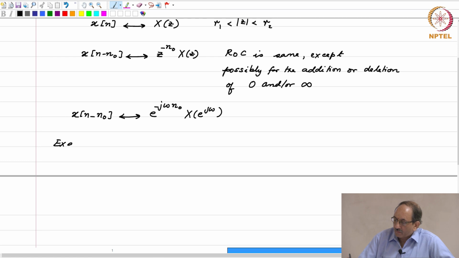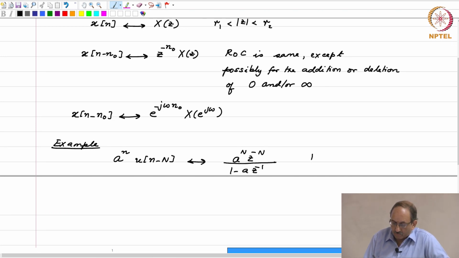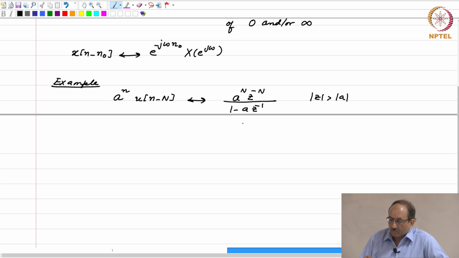And as a simple application of this, remember when we were looking at the linearity property, we had given this as one of the sequences, and we had mentioned that the transform of this was this. You can of course very easily get this from first principles, but using the delay property this becomes really easy.